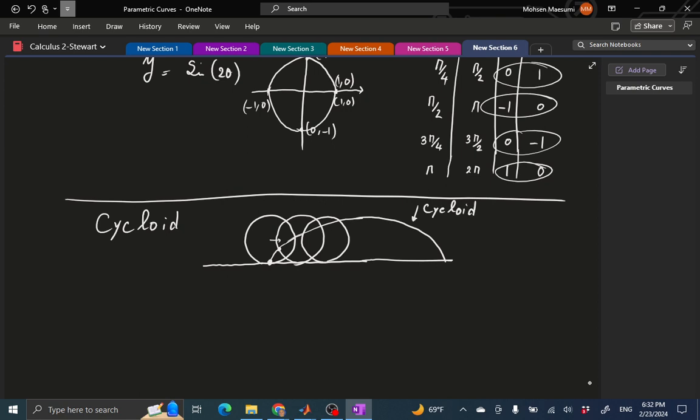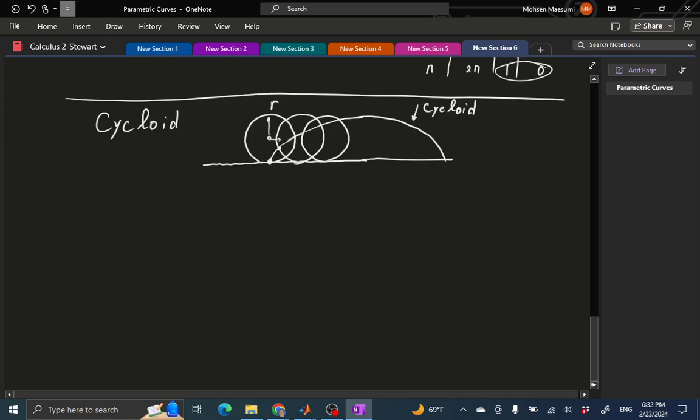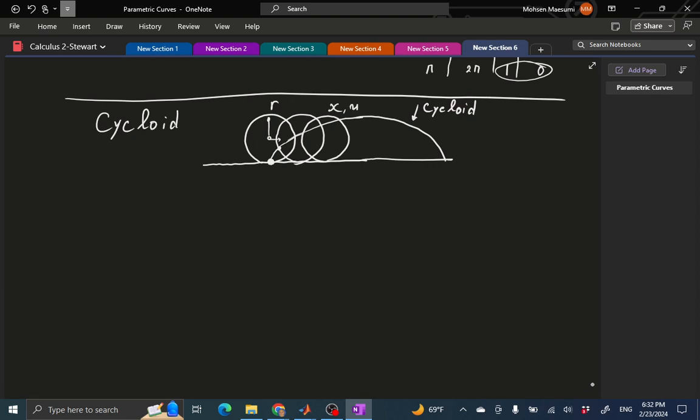And the question is, what is the parametric equation of this curve? So let's assume that the radius of this tire is just r. So r is the radius. And then we want to find out the coordinate of this point. That is, this point is going to have some x and y, and we want to find out x and y in terms of some parameter.